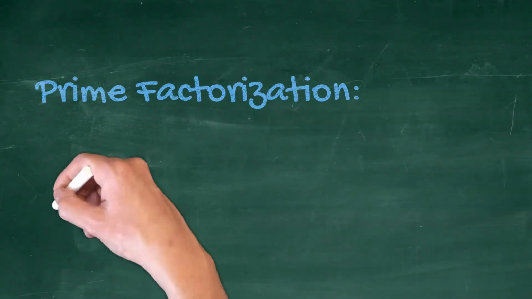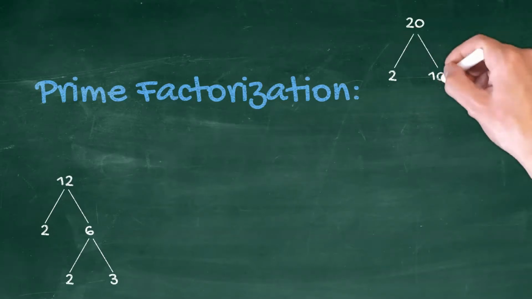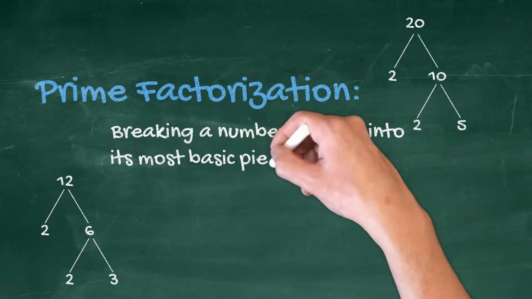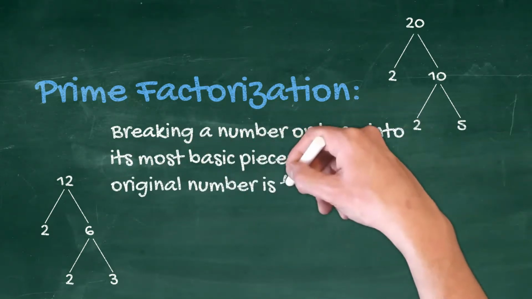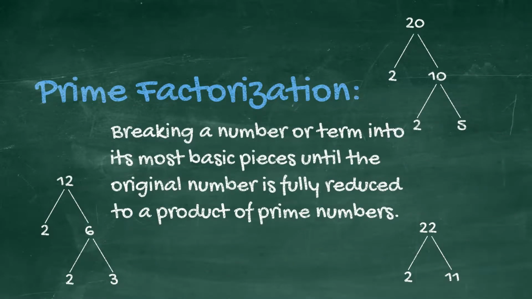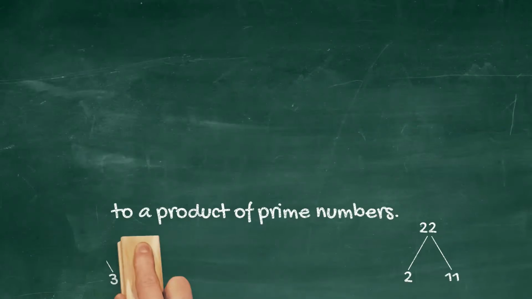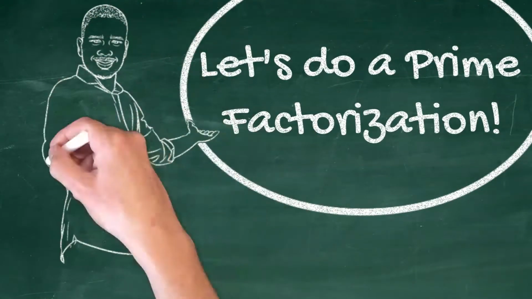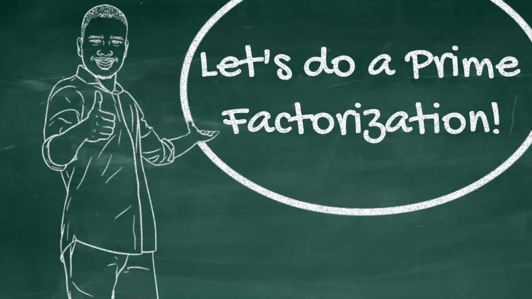You've probably heard the term prime factorization. It sounds like something a mad scientist cooked up in his basement, but it just means you're breaking a number or term down into its smallest pieces to make it easier to work with. When you're done, you'll be able to rewrite the original number or term as a product of prime numbers. I'll show you my favorite way to do this, and in just a minute you'll see that it's actually really easy, and it will make the rest of your work easier as a result.